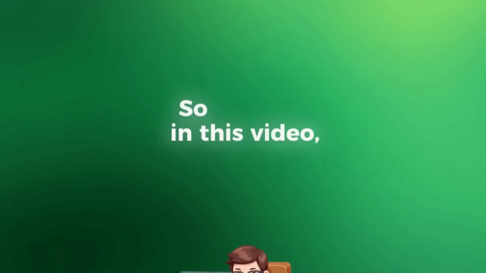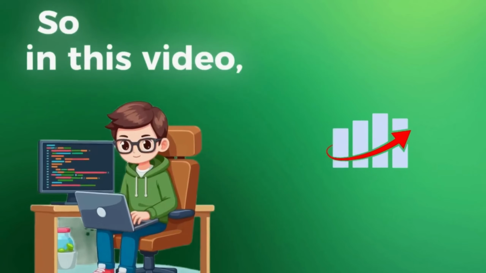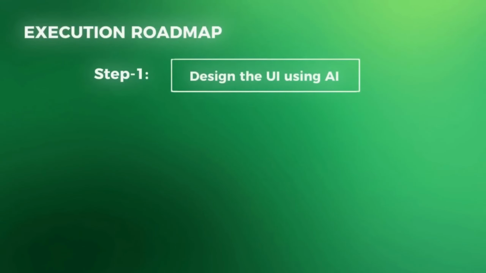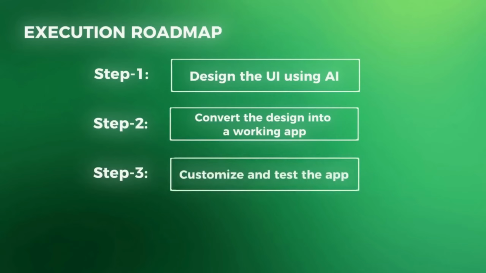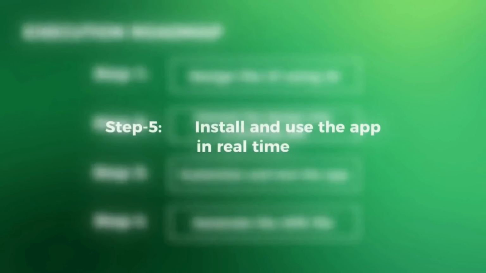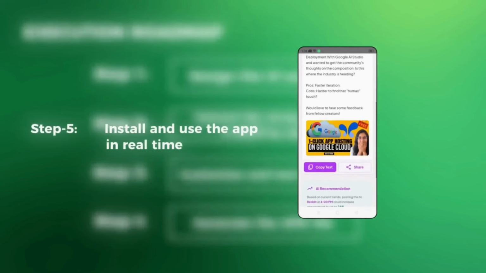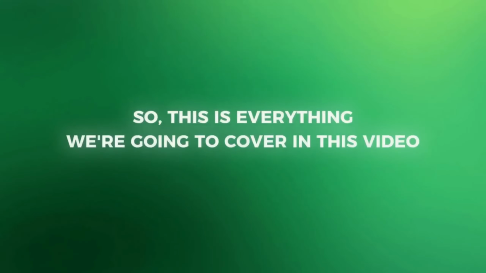So in this video, I'm going to build a complete full stack app step by step using AI. In step 1, I'll design the UI using Google Stitch. In step 2, I'll turn that design into a working app using Google Antigravity. In step 3, I'll customize and test the app to make sure everything works properly. In step 4, I'll generate the APK file so it can be installed on a mobile device. And in the final step, I'll install the app on my phone and use it in real time. So this is everything we're going to cover in this video.